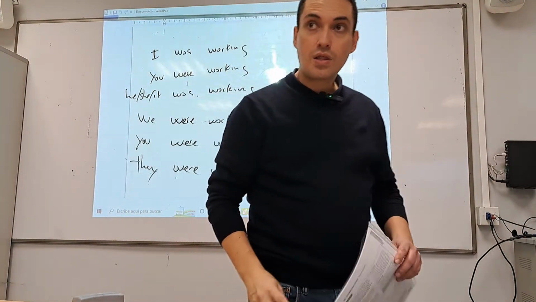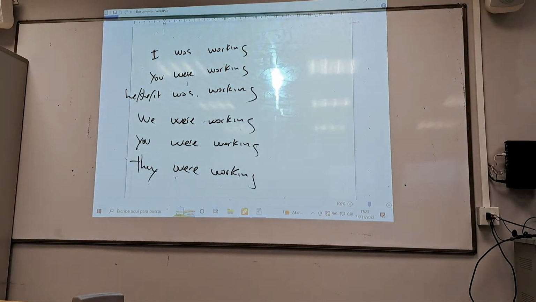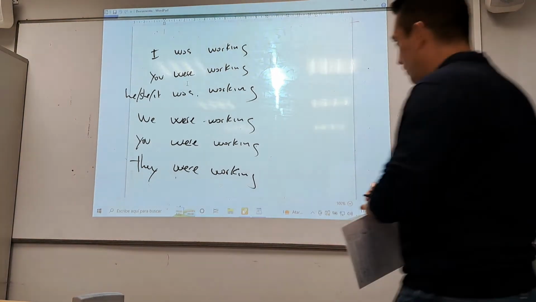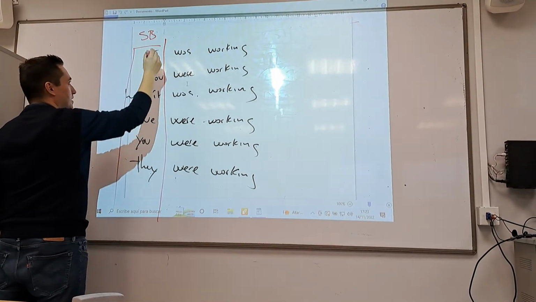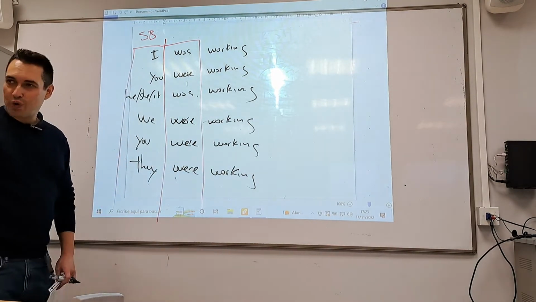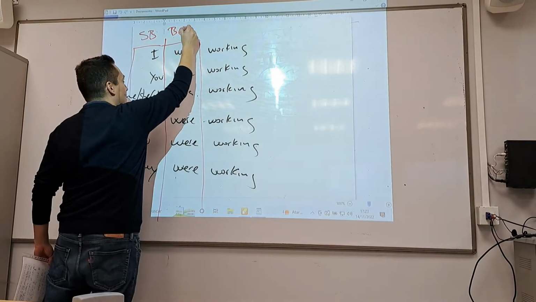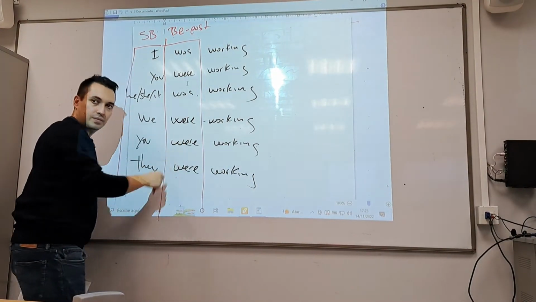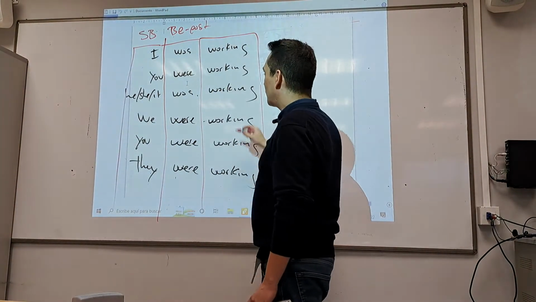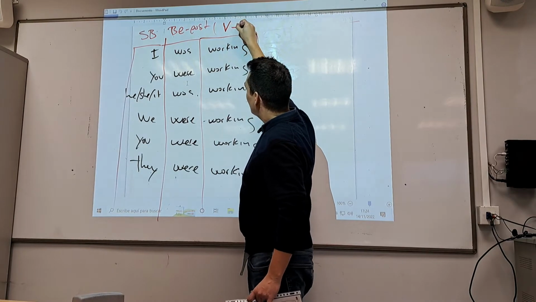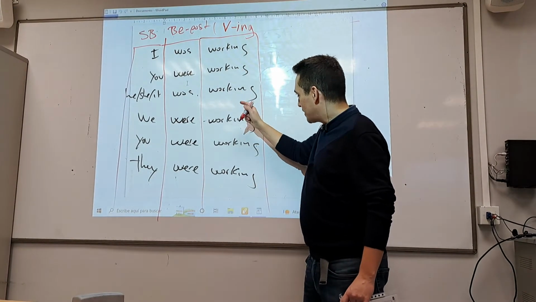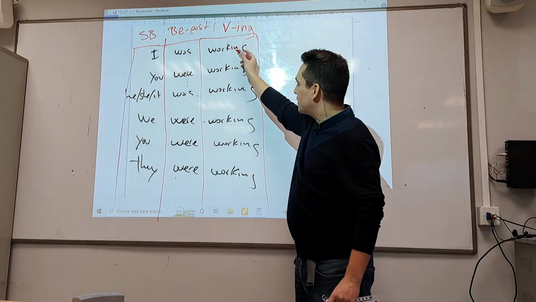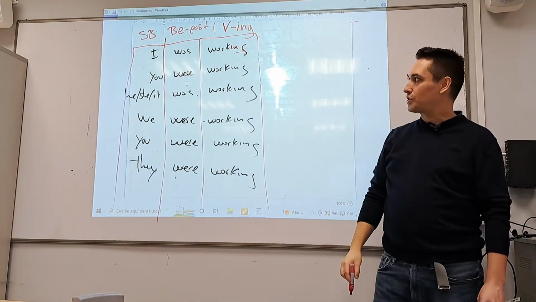So how do we make the past continuous? I, you, he, she, it. What is this? The subject. Was, were. What is that? Were to be in the past. So was or were? And then working. What is that? Verb with ING. Verb with ING. Yeah? So far, so good?